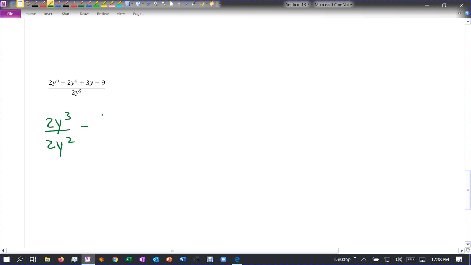Okay, we have one more. So in this one, we have 2y cubed over 2y squared minus 2y squared over 2y squared plus 3y over 2y squared minus 9 over 2y squared. All right, I see here on this first one, the 2's cancel, and you get y cubed over y squared, that's just y. These 2's cancel, you have minus here, and the y squareds cancel.